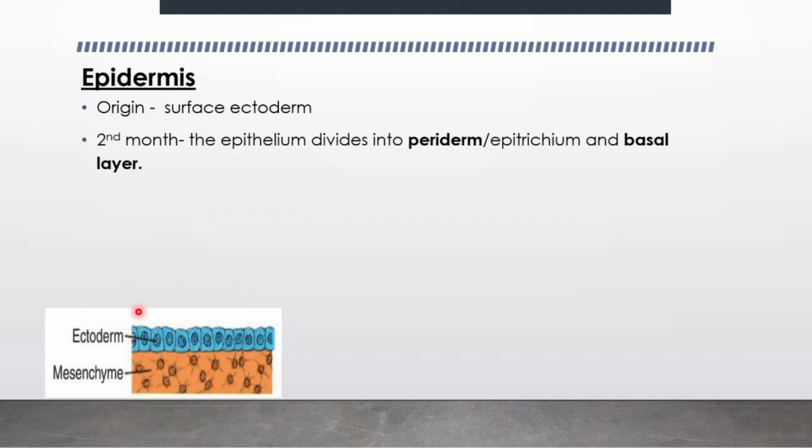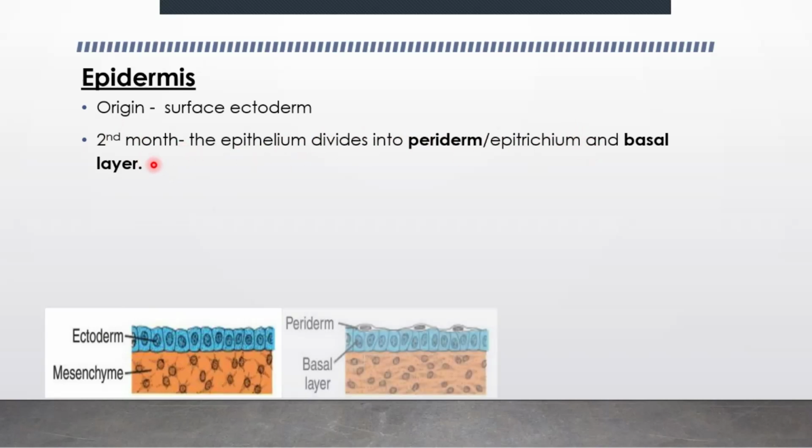The ectoderm will divide in the second month. It will divide into two: the periderm, which is also known as the epitrichium, and the basal layer. That is well shown in this. So the basal layer remains here, and the periderm is actually the outermost layer of flat cells. I appreciate this layer of flat cells.